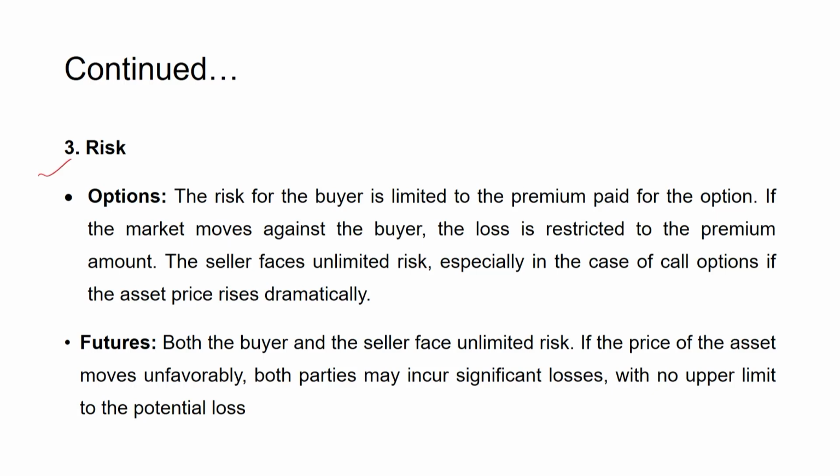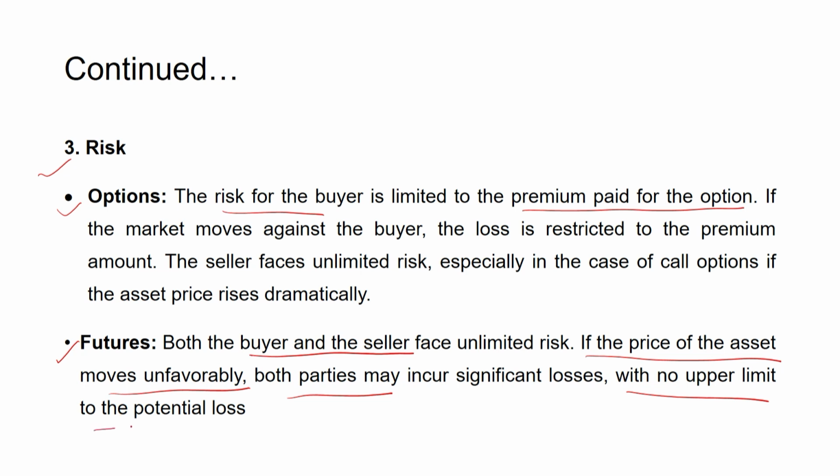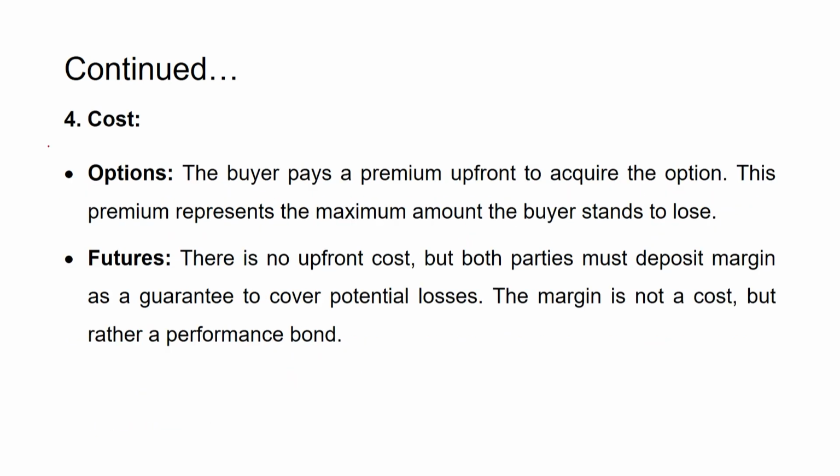On the basis of risk, if we compare the two types of contracts, in the case of the option, the maximum risk that is posed to the investor is the loss of the option premium. That means the risk for the buyer is limited to the premium paid for the option only, whereas in the case of the future contract, both the buyer and seller face unlimited risk. So if the prices of the asset move unfavorably, both the parties may incur significant losses with no upper limit to the potential losses under the future derivative contract.